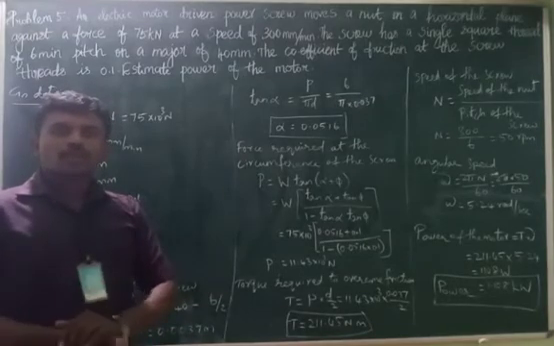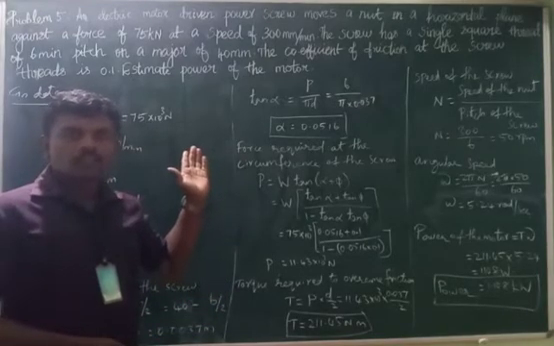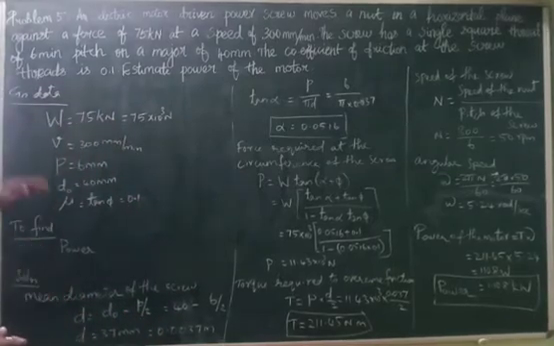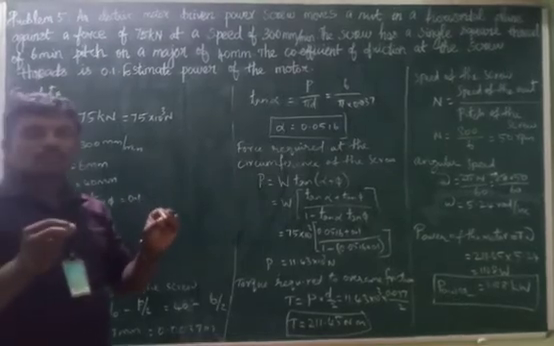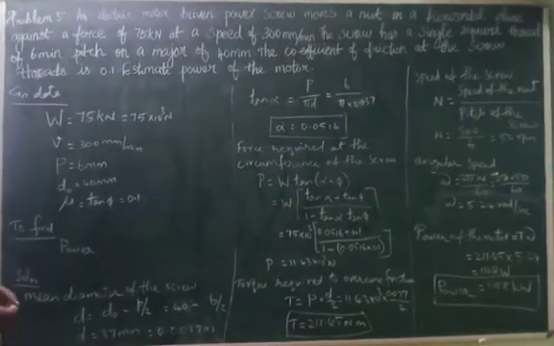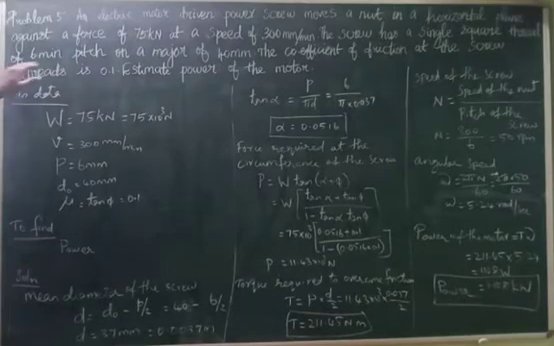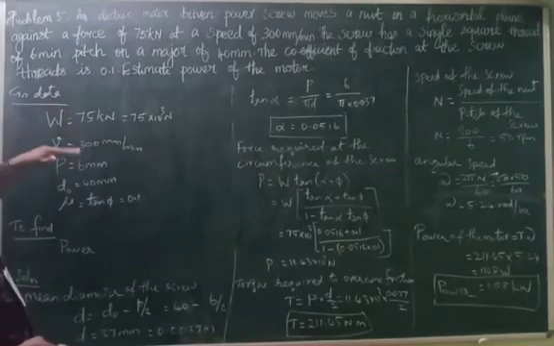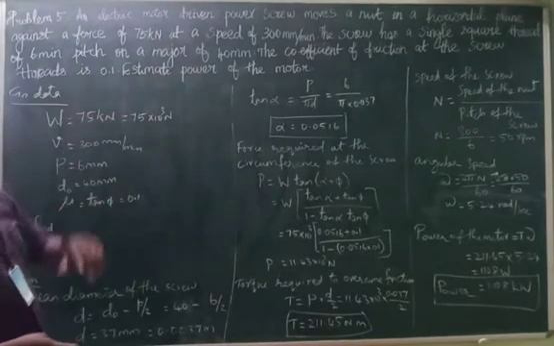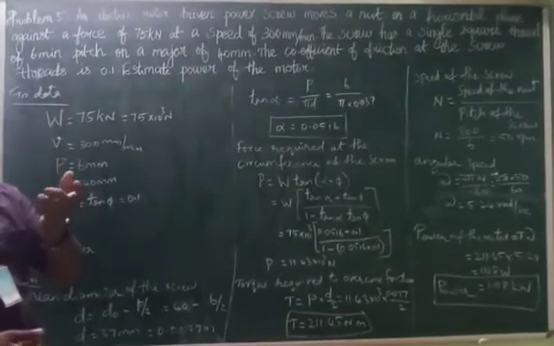Right? First we need to write the given data and understand the problem. They have given an electric motor setup. It has a power screw that moves a nut, and its arrangement is in the horizontal plane. There is a force of 75 kilonewton, so we need to convert it into Newton, that is 75 into 10 power 3.